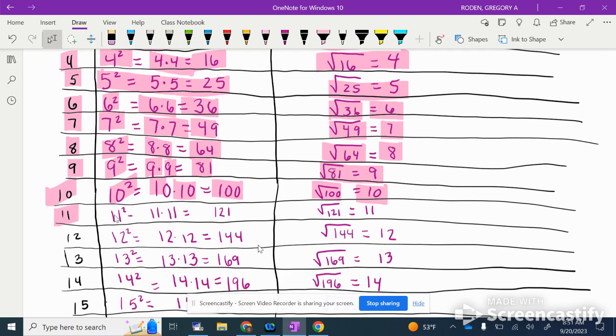11 squared is 11 times 11. 11 times 11 is 121. The square root of 121 is 11. 12 squared is 12 times 12. 12 times 12 is 144. That was kind of what the square we looked at. The square root of 144 is 12.